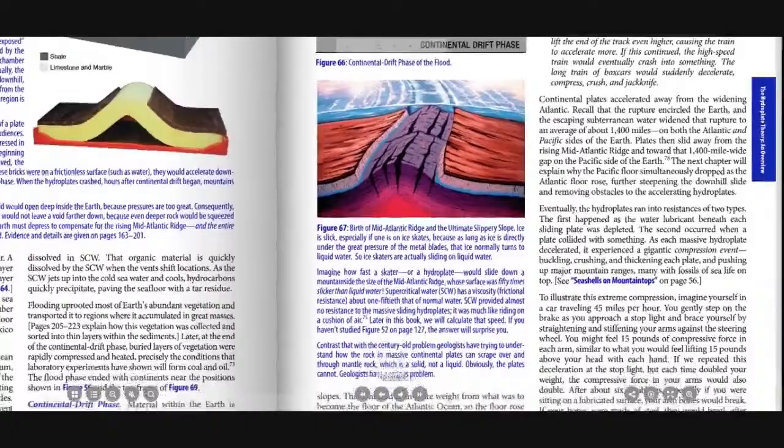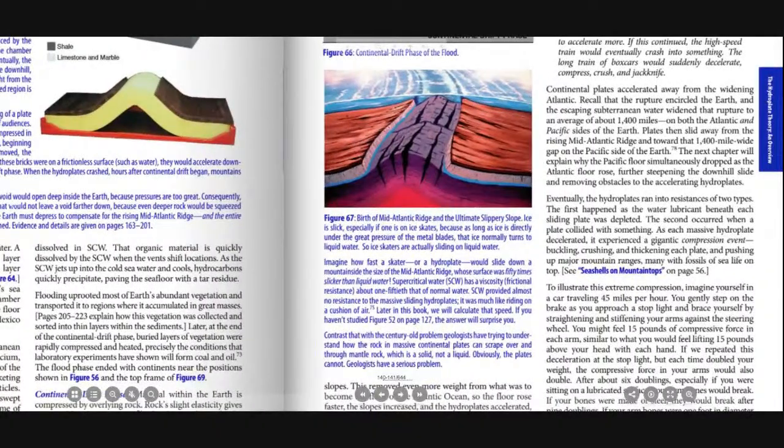Imagine how fast a skater or a hydroplate would slide down a mountainside the size of the Mid-Atlantic ridge, whose surface was 50 times slicker than liquid water. Supercritical water has a viscosity, frictional resistance, about 1/50th that of normal water, so supercritical water provided almost no resistance to the massive sliding hydroplates. It was much like riding on a cushion of air.